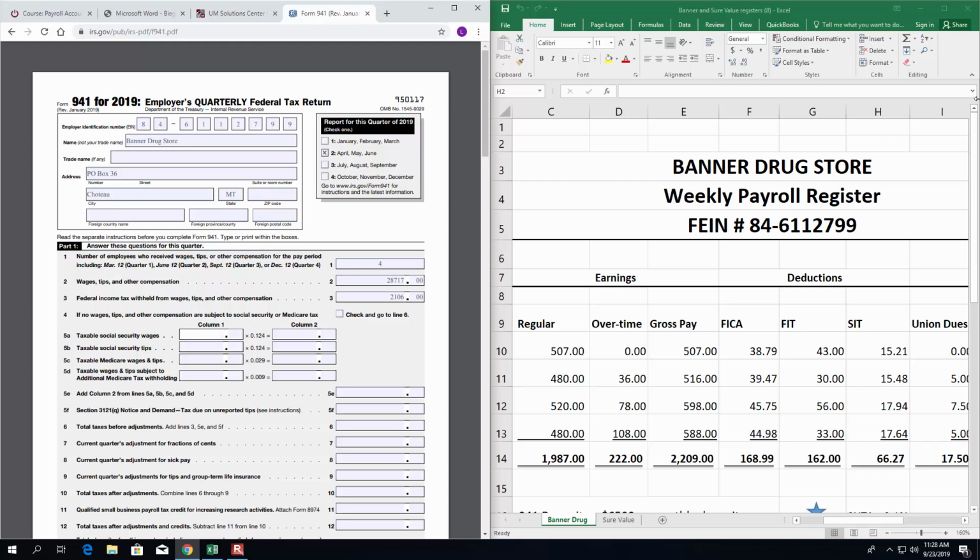On the sheet I just pulled up, it's different numbers. For gross pay, I have 2,214. Are you on Sure Value? Oh, Banner Drug, sorry. You're fine. So would it be times 13 since it is a quarter? Now, what if this was a monthly payroll register? How would you convert monthly to quarterly?